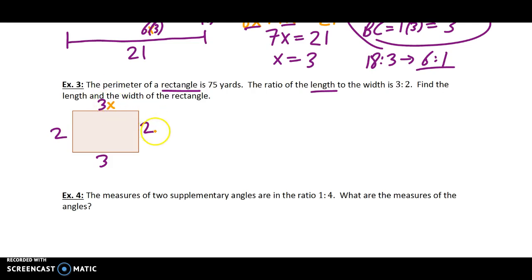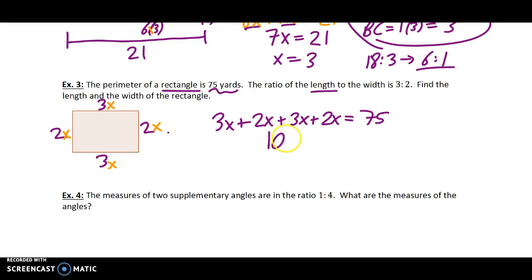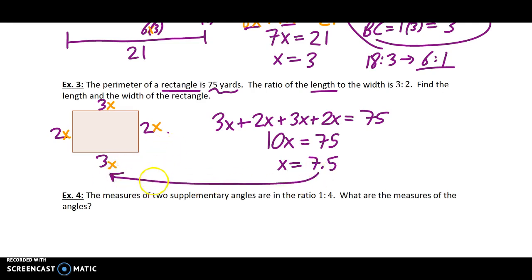However, if you put an X in for each of these, and then add them all up, which you should know from middle school or elementary school that perimeter is, and you set it equal to 75, which is what it's supposed to be, you can solve for x. See, algebra helps us out. So now, 3x and 2x twice is 10x equals 75. Divide by 10, and you get x equals 7.5, which means I need to plug 7.5 into both of these to get my length and my width.